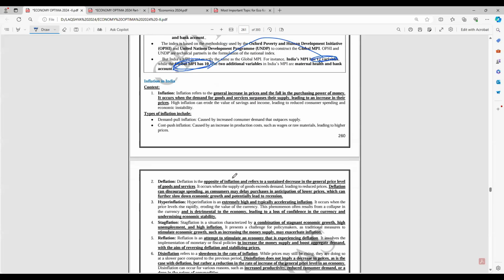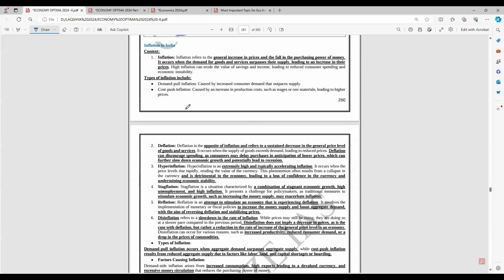Go through it. Next concept, guys, inflation, demand pull inflation, cost push inflation. So guys, in India, what do we have? We have demand pull inflation or cost push inflation. In India, what kind of inflation do we have? Guys, we do not have demand pull inflation right now. It is cost push inflation. Why? Because of infrastructure problems like agri.